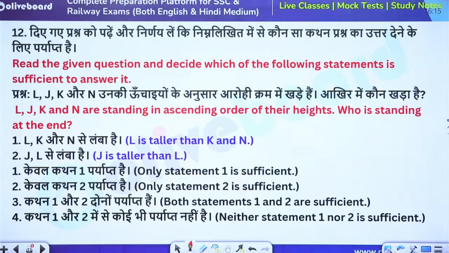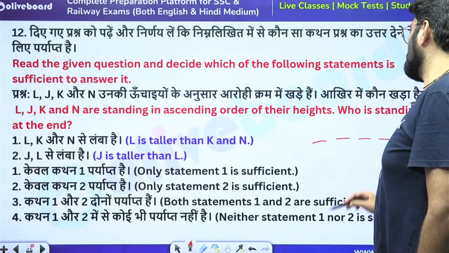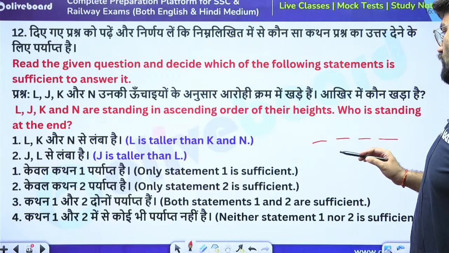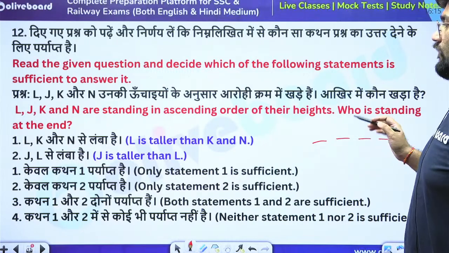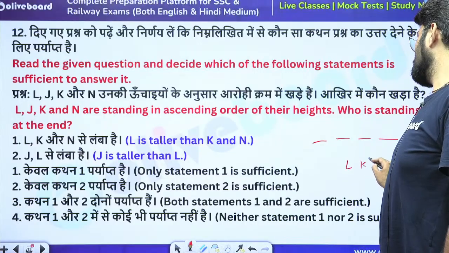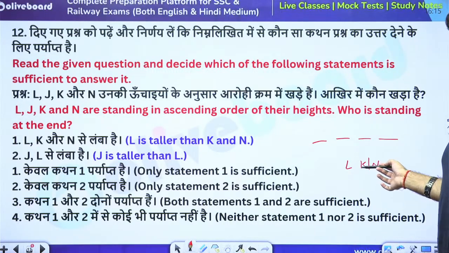L, J, K, N, they are standing in ascending order of their heights. Who is standing at the end? Obviously not in the same order. So again, 1 alone, 2 alone, both and neither. Check now. 1 alone: L is taller than K and N. So L is taller than K and N, but who is standing at the end? Do you know? You don't know.